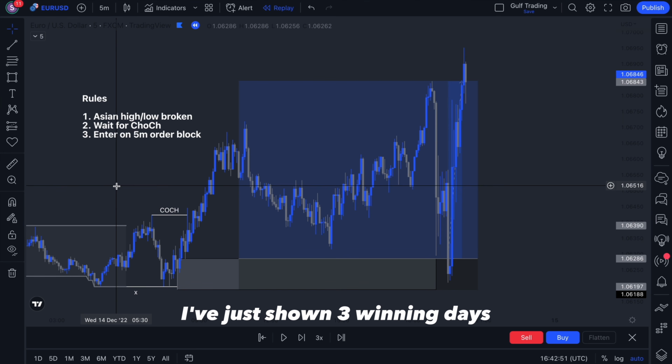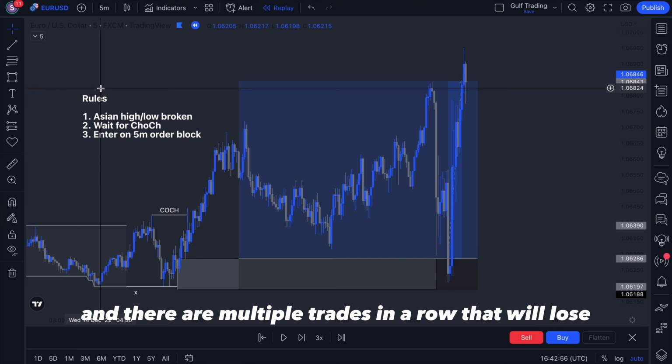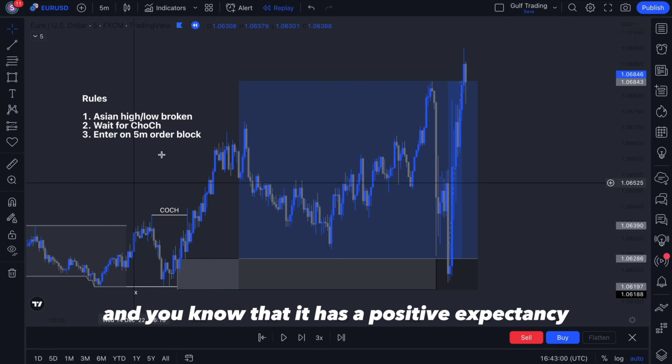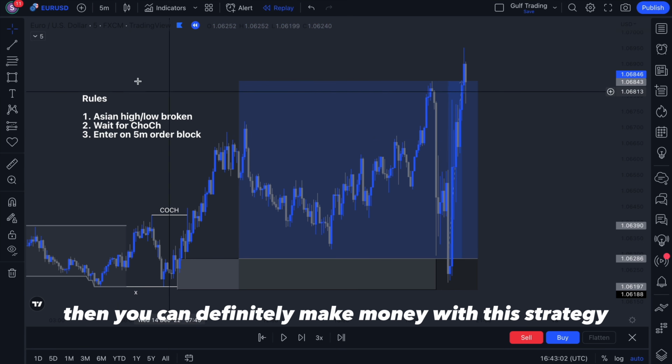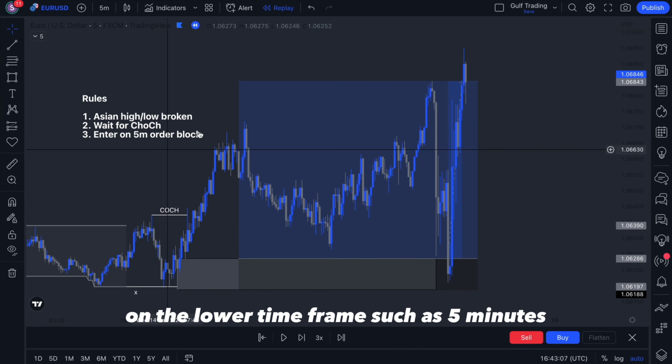I've just shown 3 winning days, but there are days that lose, and there are multiple trades in a row that will lose. But over time, if you've backtested it and you know that it has a positive expectancy, then you can definitely make money with this strategy. And it's good if you prefer intraday trading or scalping on the lower time frames, such as 5-minute.